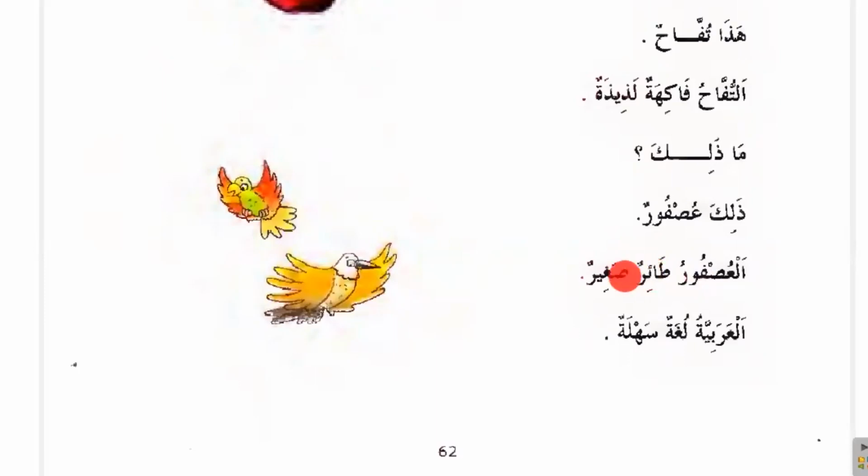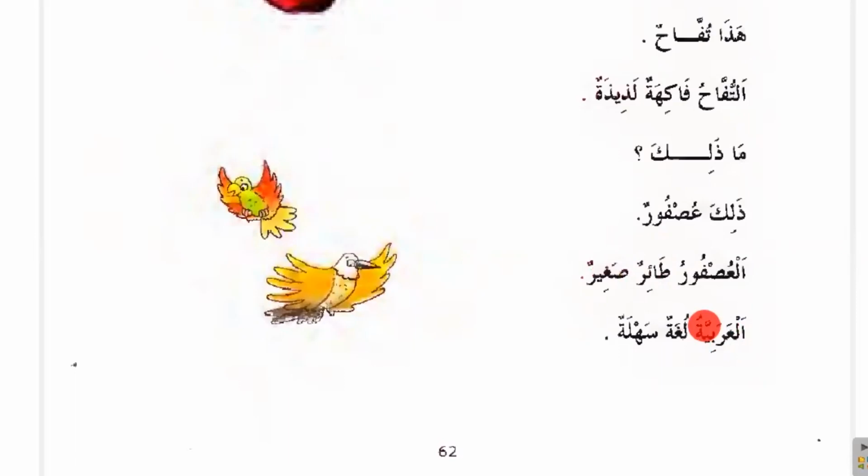ta'irun saghirun. Ta'irun means bird. Saghirun means small. Like I was giving the example, bintun saghiratun wa waladun saghirun. So ta'irun saghirun, not saghiratun, because this one does not have ta marbuta, it's not feminine. The usfuru, this bird, ta'irun saghirun is a small bird.